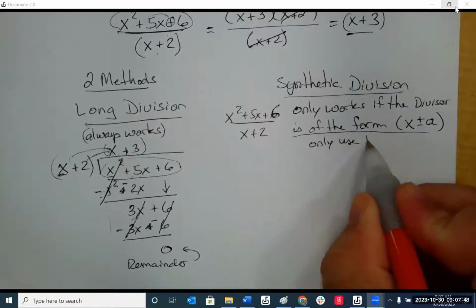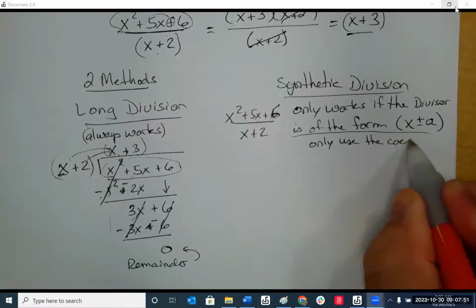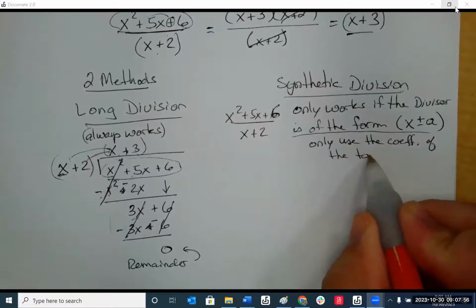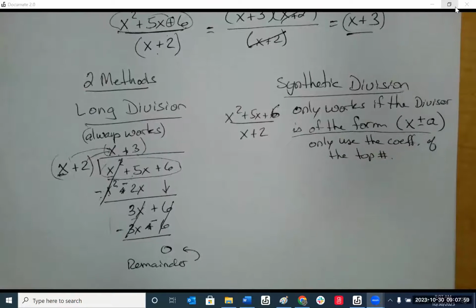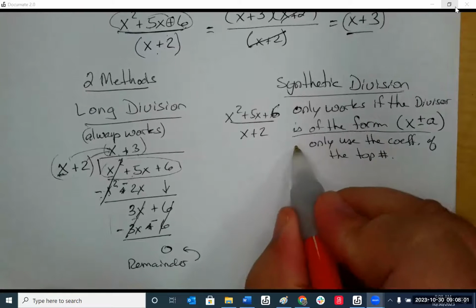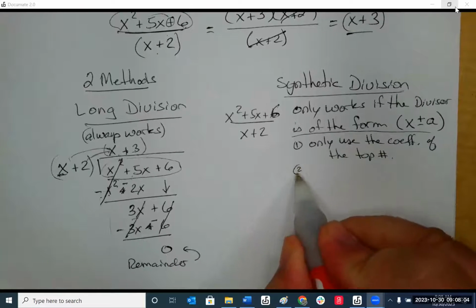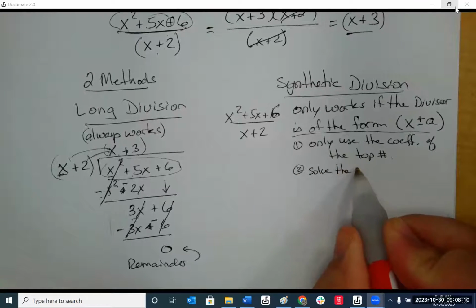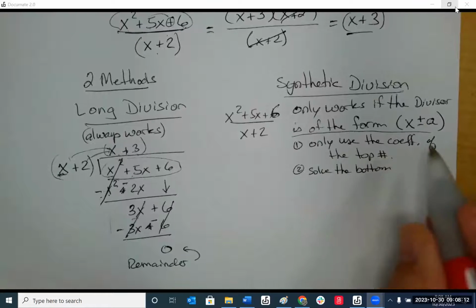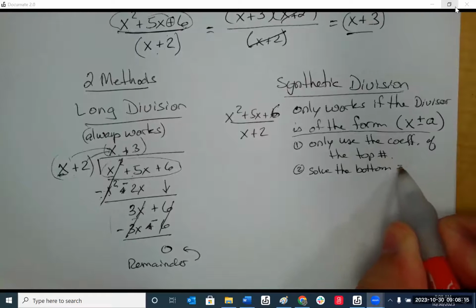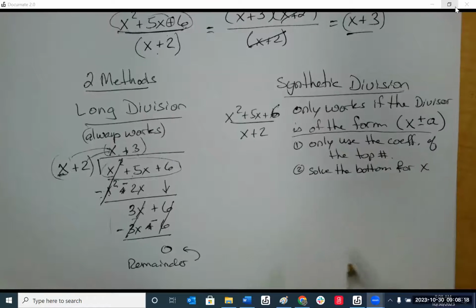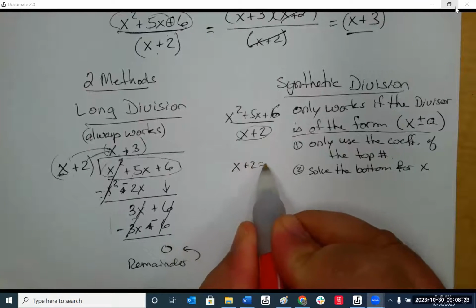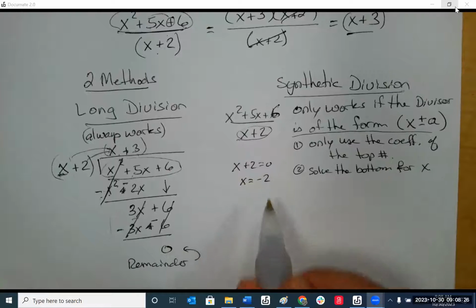Only use the coefficients of the top number. That's one step. Solve the bottom equal to 0 for x. So whatever you have on the bottom, in this case, x plus 2 is equal to 0, so x equals negative 2.